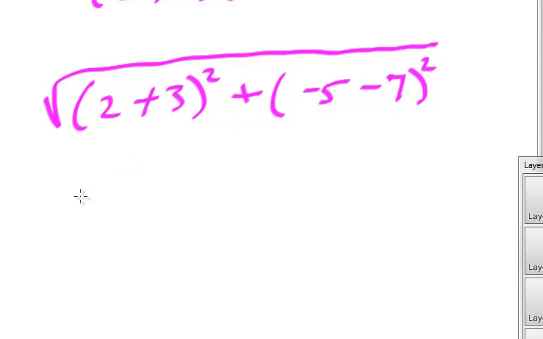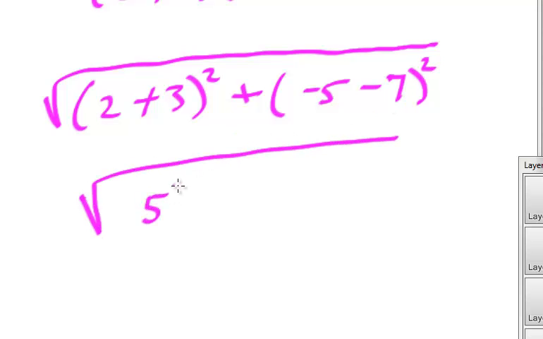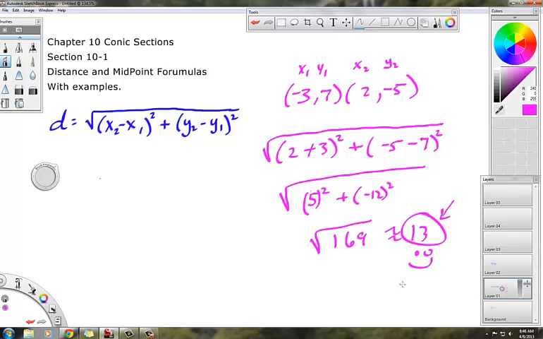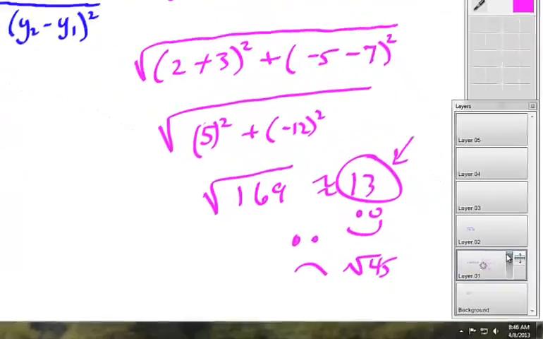And that is going to be the square root of basically 5 squared plus -12 squared, which is going to turn that positive. And if you do the math, that's going to be 169, which is roughly 13. Well, not roughly, it's exactly 13. So there you go. It won't always come out to be a nice, happy, friendly number like this. Sometimes it will be an unhappy number, like the square root of 45 and so on. So let's go to the next example.